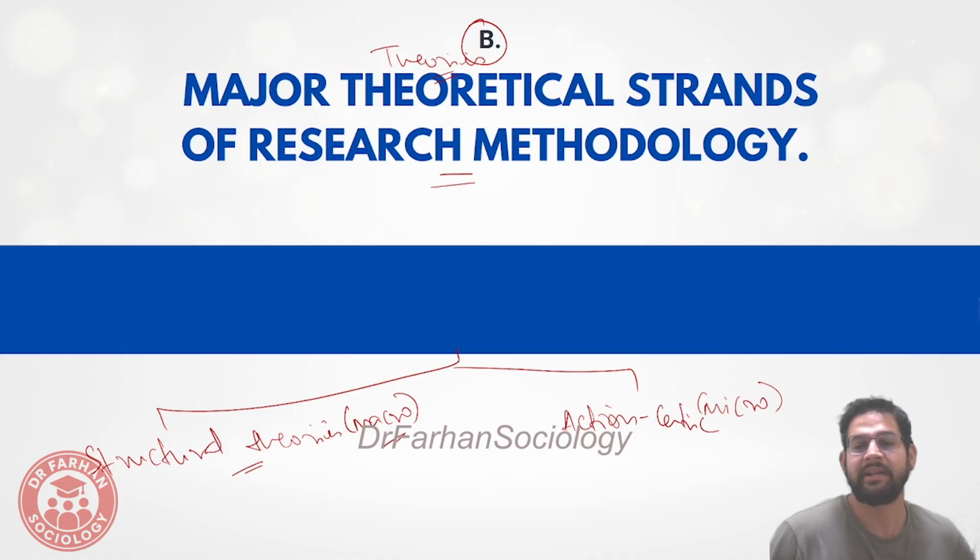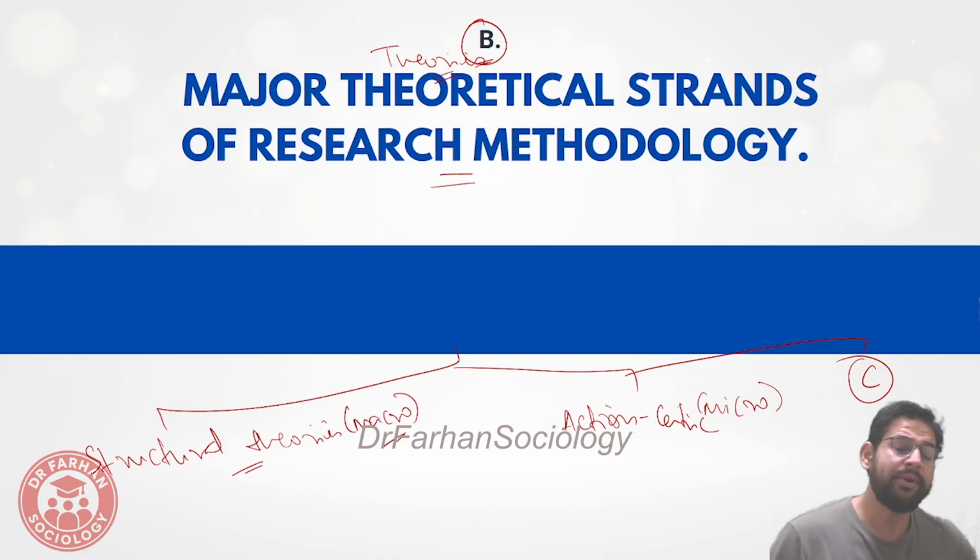Let me just write it like this. And then we have those theories which cannot be put in the A category and the B category. Let me just call it a C category. So do not get confused with the A and the B above. This is first, this is second, this is third. Now, what are the structural theories?